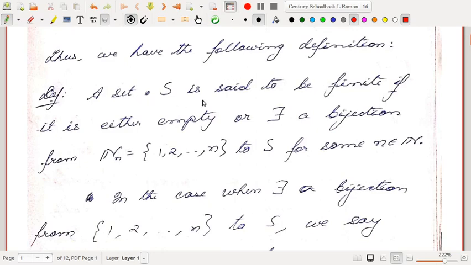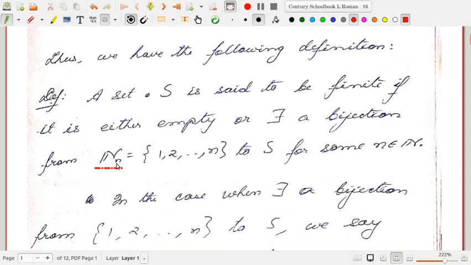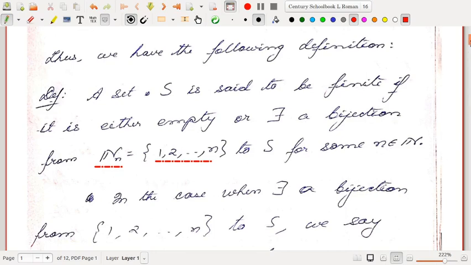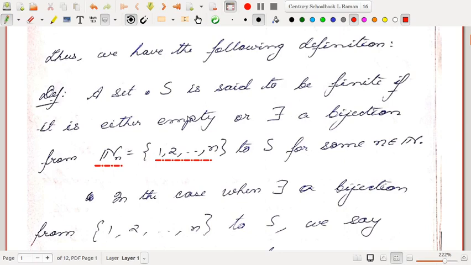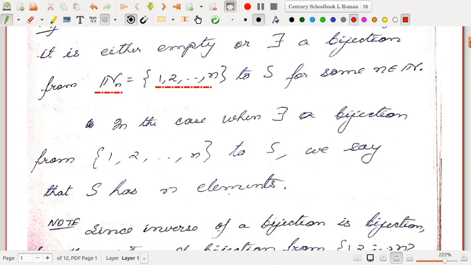A set S is said to be finite if it is either empty or there exists a bijection from N_n, that is the set {1, 2, up to n}, the first n natural numbers, to S for some n belonging to the natural numbers. Okay, so a set is said to be finite if it is either empty or we can construct a bijection from {1, 2, up to n} to the set S for some natural number n. So in this case, when there exists a bijection from {1, 2, up to n} to S, we say that the set S has n elements.